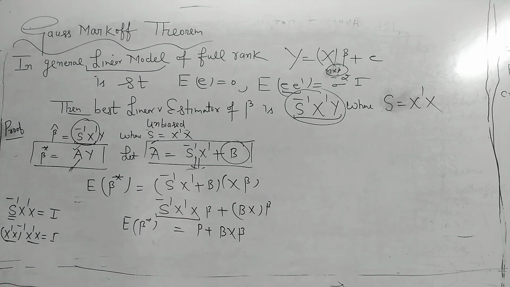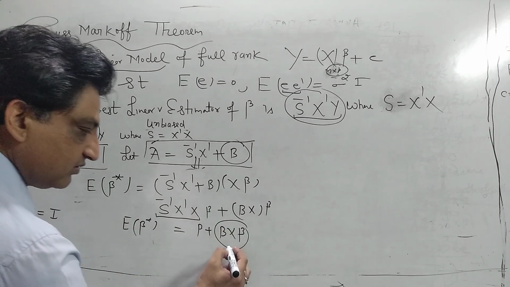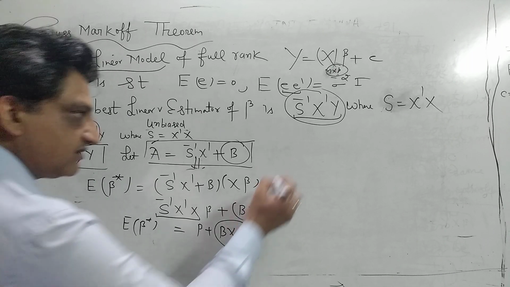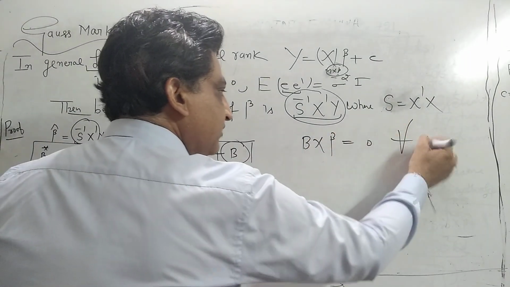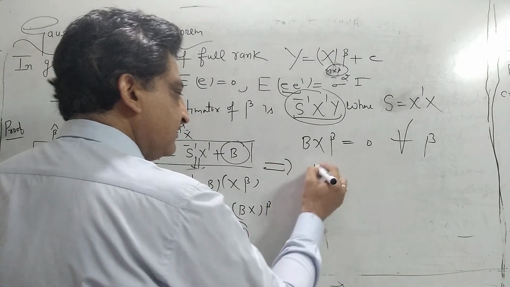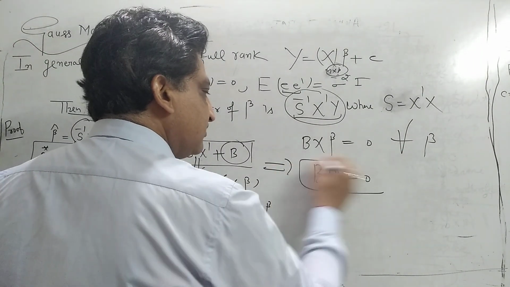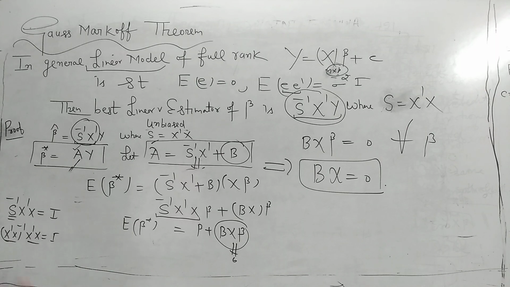This should be equal to beta. It means that this thing should be 0. So this thing should be 0. So this implies bXβ is equal to 0 for all beta. So this implies bX equal to 0. That is a very, very important condition. That is, bX should be equal to 0.